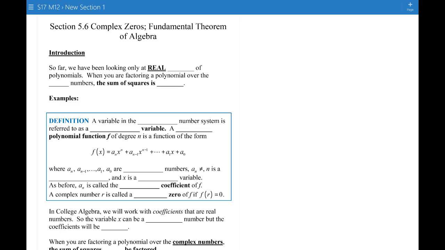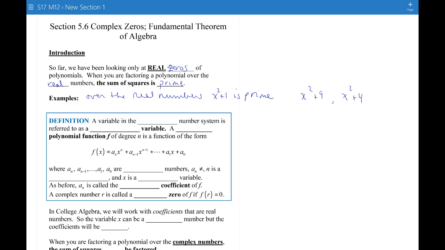So far we've been looking only at real zeros of polynomials. And when you're factoring a polynomial over the real numbers, the sum of squares is prime. So over the real numbers, remember that x squared plus 1 is prime, or x squared plus 9, or x squared plus 4, any sum of squares. A lot of people really want to factor those over the real numbers, but they can't be factored over the real numbers.